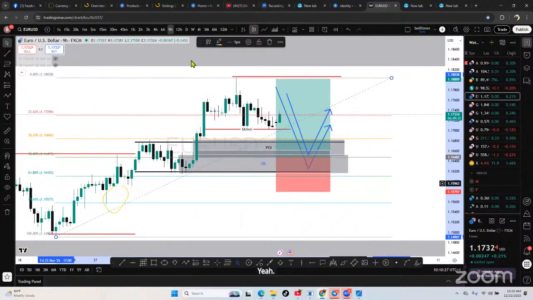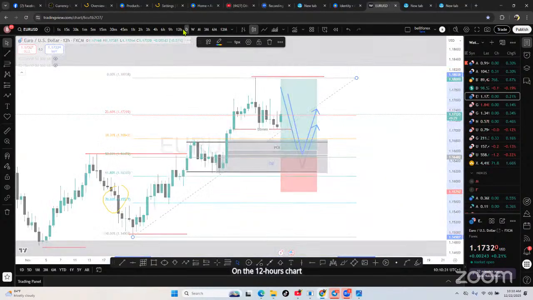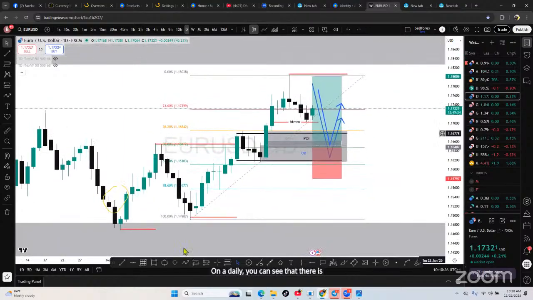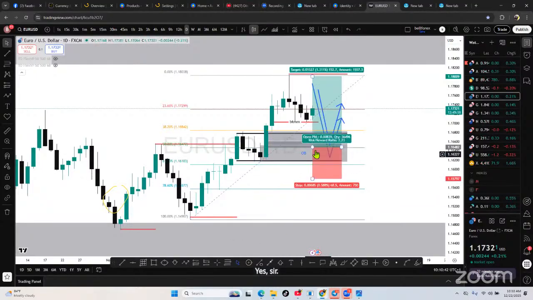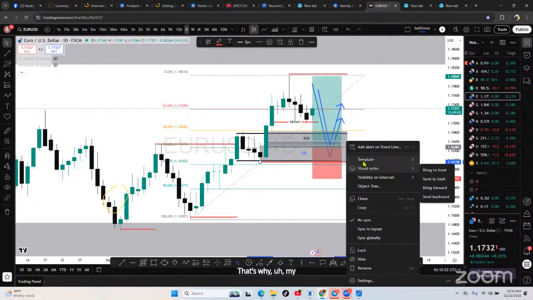What I actually just updated was the fact that on the 12 hours chart, I think it's on the daily, you can see that there is more of something like an order block. Normally, this order block is a very strategic zone. Price can actually whip slightly below it to grab some liquidity. That's why my SL is a little bit bigger.